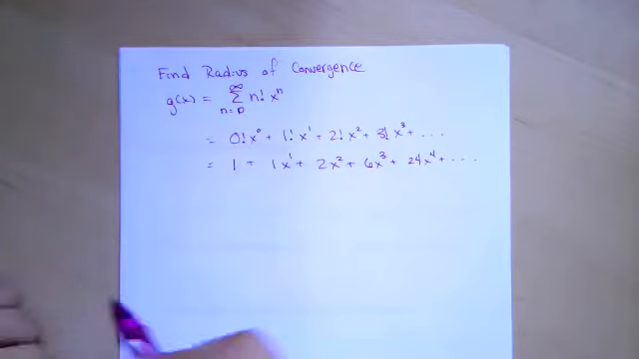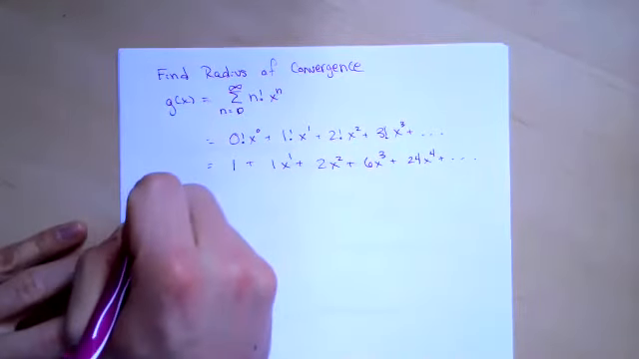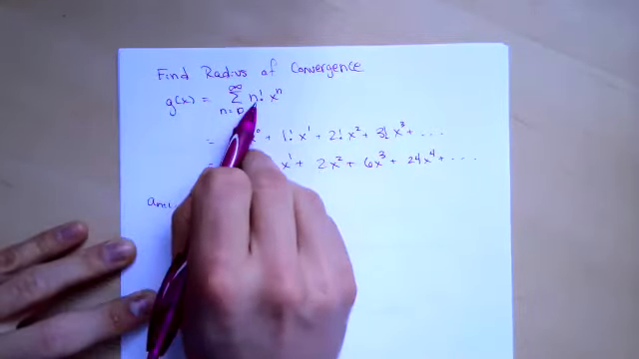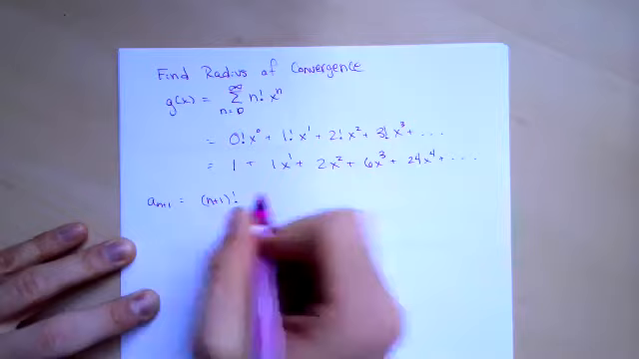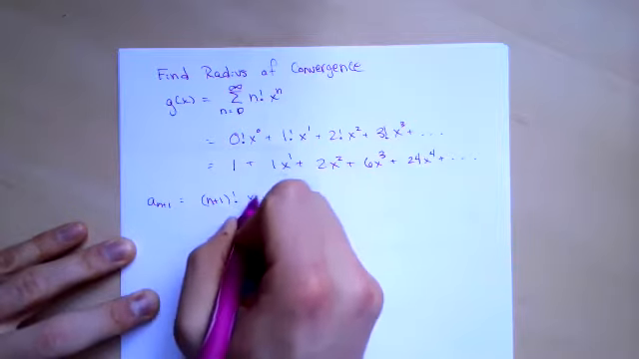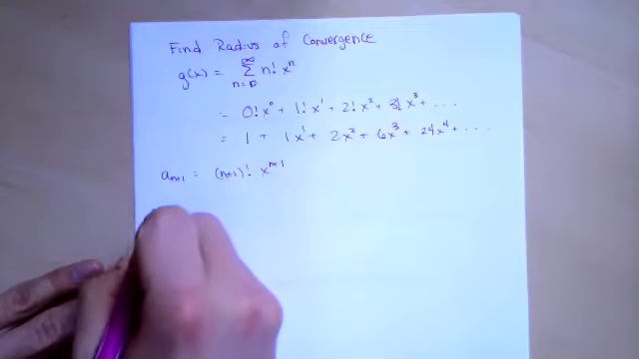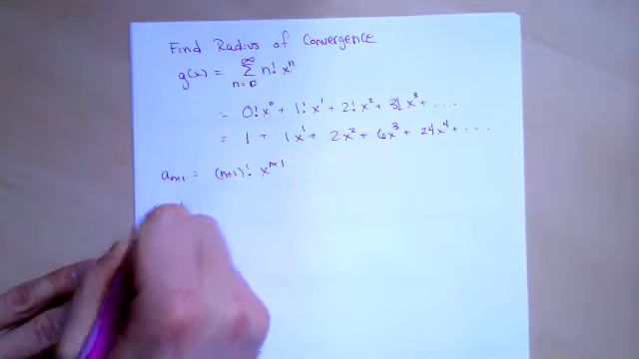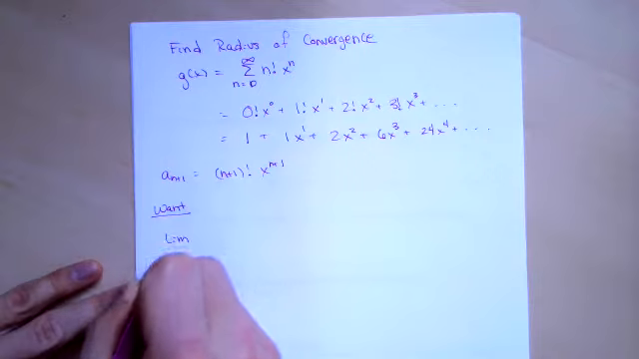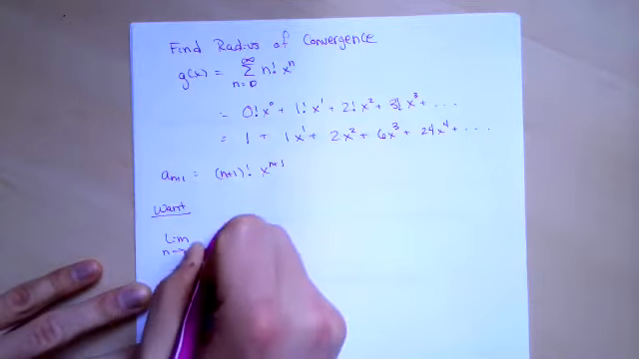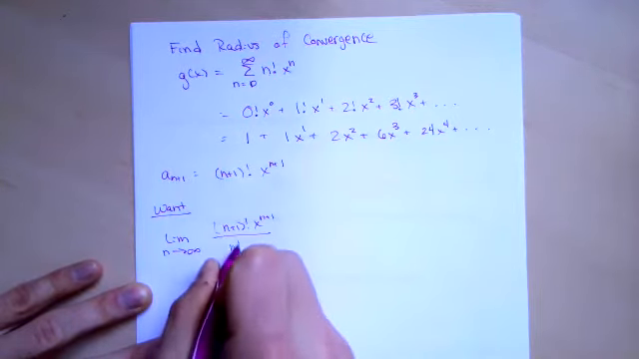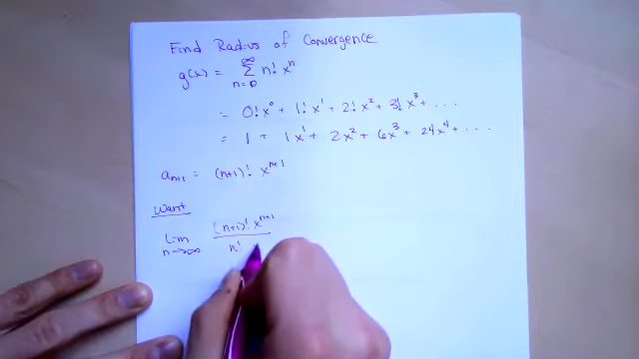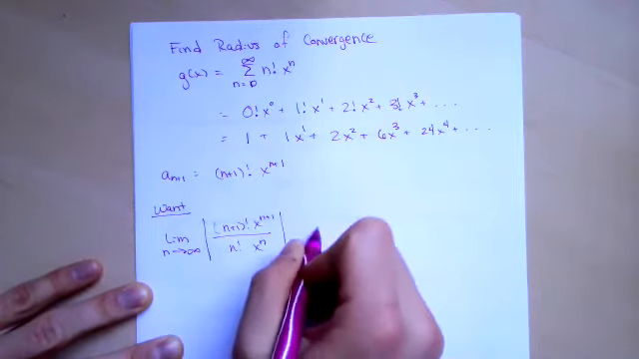And so we do the ratio test again. Our an is just going to be n factorial x to the n. Our an plus 1 is n plus 1 factorial x to the n plus 1. And by our ratio test, we want the limit as n goes to infinity of n plus 1 factorial x to the n plus 1 over n factorial x to the n, excuse me. We need that to be less than 1.